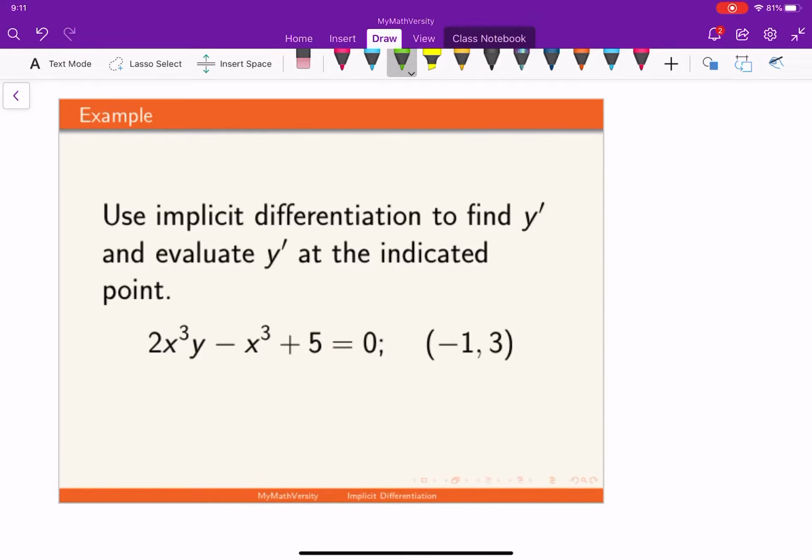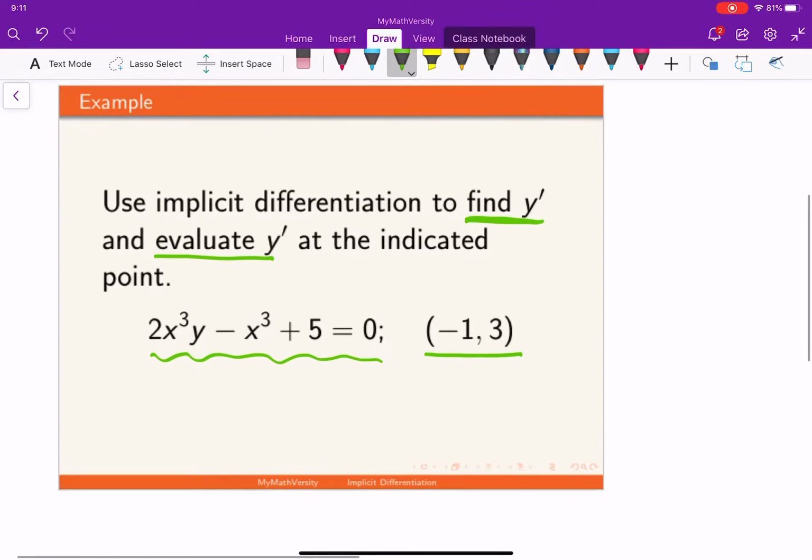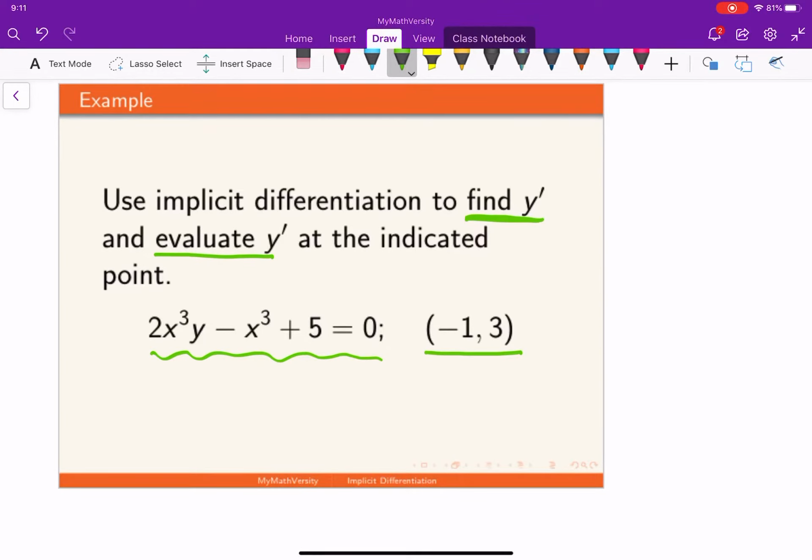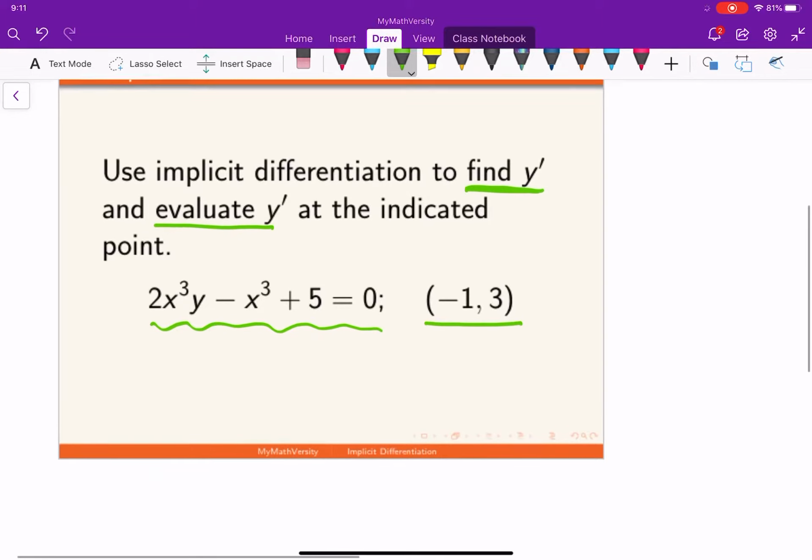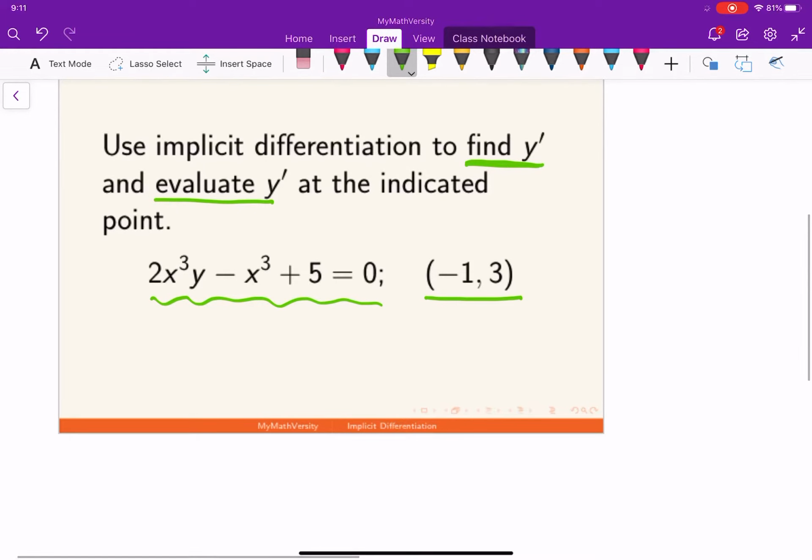Use implicit differentiation to find y prime and evaluate y prime at the indicated point, which is given as (-1, 3). In this example, we have an implicit equation, and our goal is to find y prime first. Once we find y prime, we need to evaluate it at the given point. So let's first find y prime by using implicit differentiation.